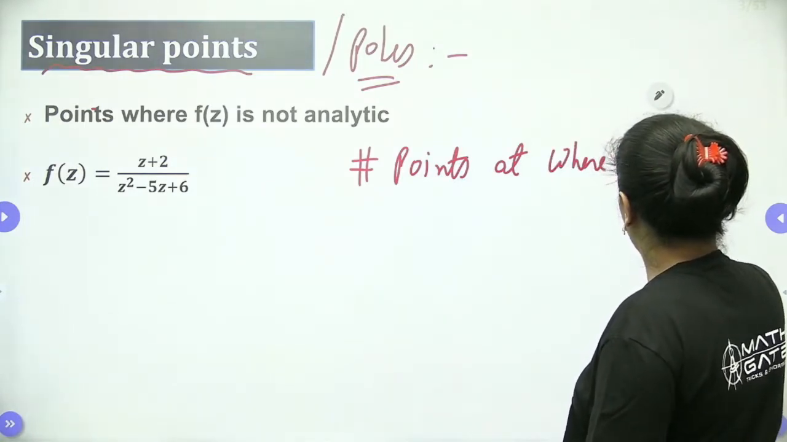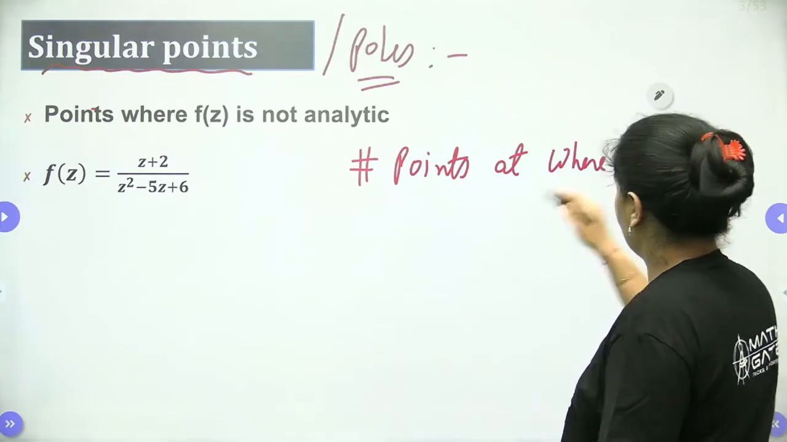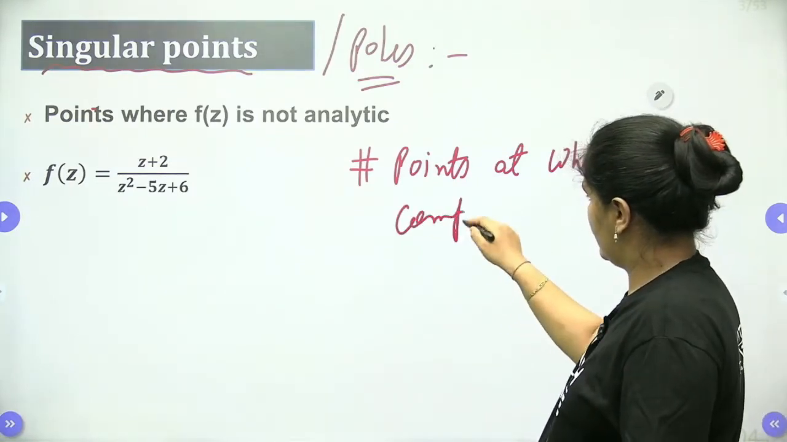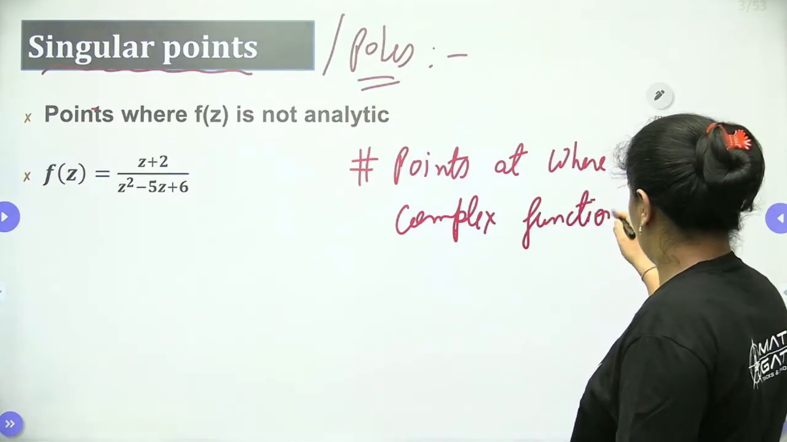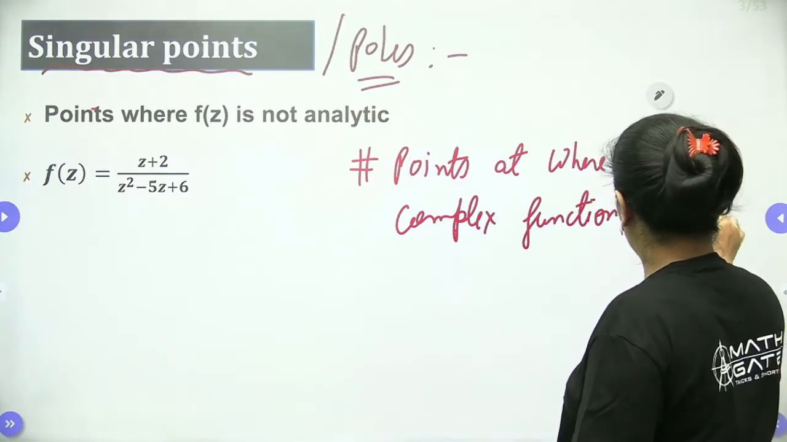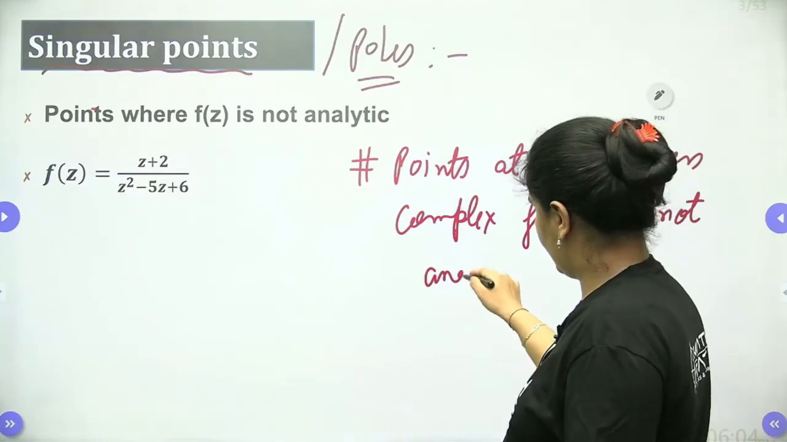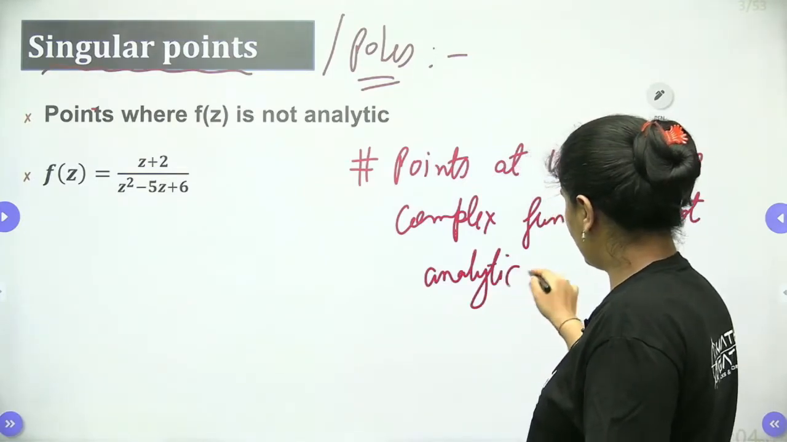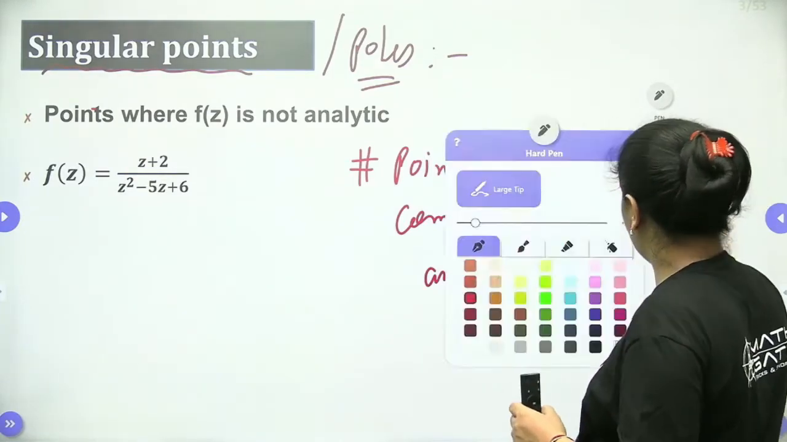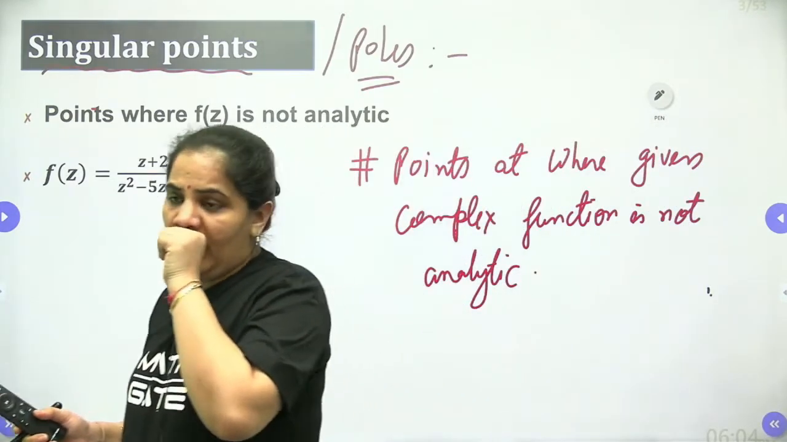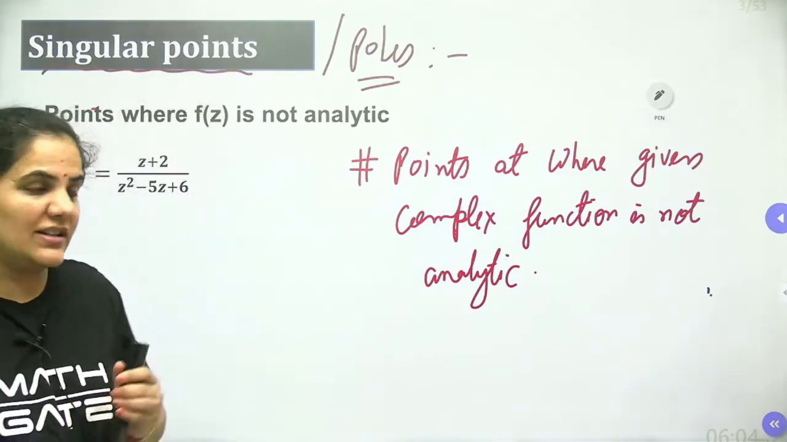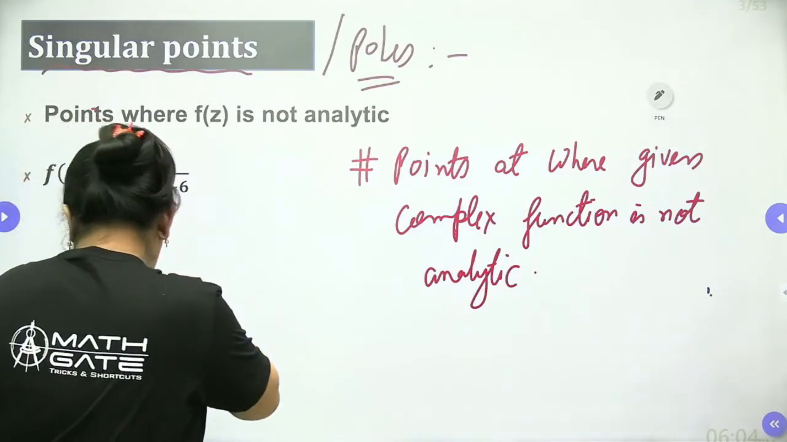Points at which the given complex function is not analytic. When your given complex function is not analytic somewhere, you can say that particular point is called a pole, my dear students. Let's see how.